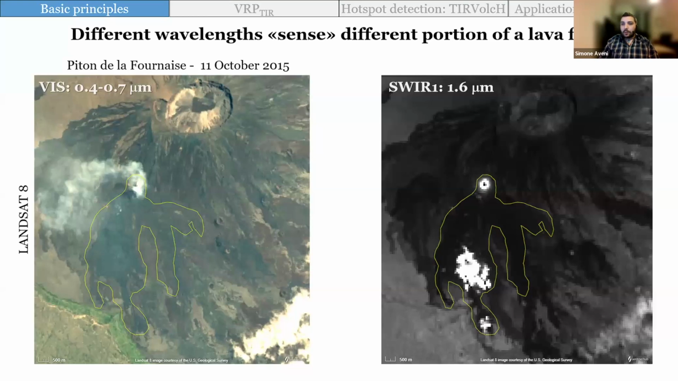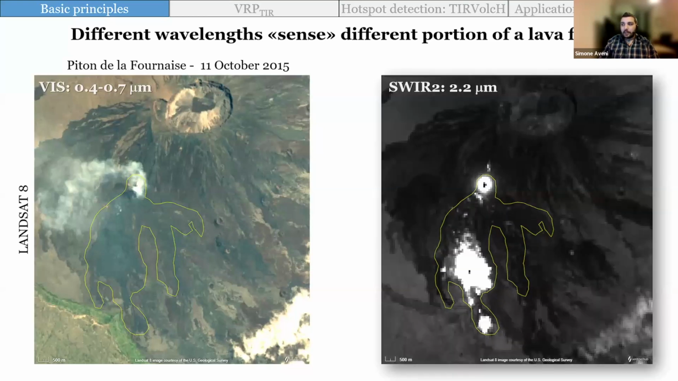What happens though if we start to move towards longer wavelengths and we move to 2.2 microns? If we move to 2.2, we start to see brighter regions. Why is that? That is because the shortwave infrared has a higher sensitivity to slightly lower temperatures. So we can start to see features that are not just at 1200 Kelvin, this is a rough estimate, but perhaps we can see something that is 200 Kelvin lower than that.